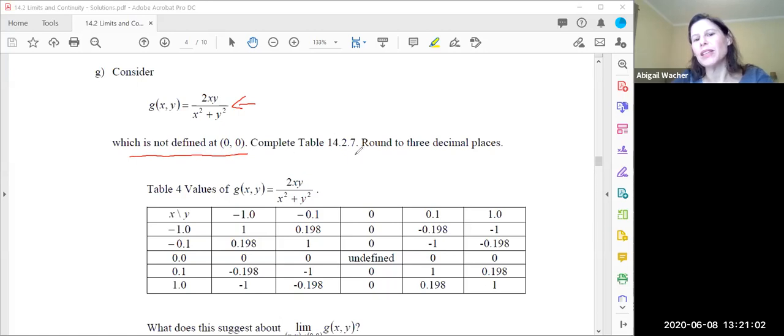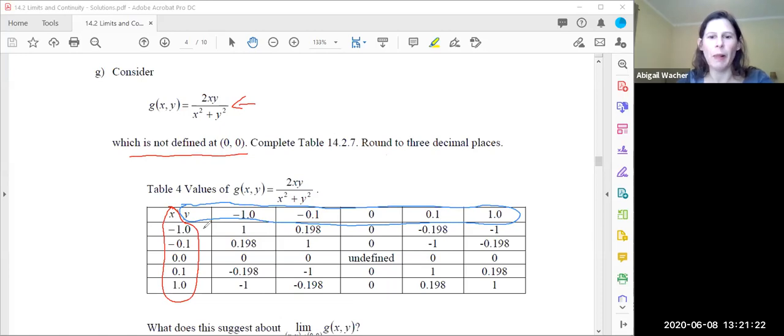Now it says, let's complete table 14.2.7 and then round to 3 decimal places. All right, so again, you have your x values here, and your y values are along here. And then you can just use your calculator online or your calculator by hand to calculate these various numbers. Now, you see a lot of similarities, right? You're only seeing 1, 0.18, minus 0.18, and 0. And then at 0, 0, you have undefined, of course, because when x is 0 and y is 0, that function is not defined because you can't divide by 0.